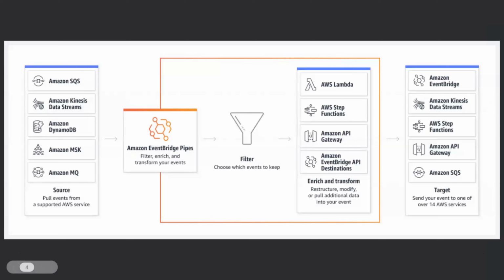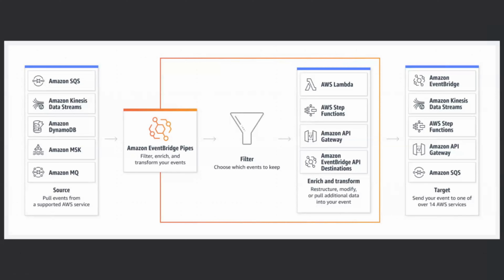So what is EventBridge Pipes? Pipes provides a simpler, more consistent, and cost-effective way to create point-to-point integrations between event producers and consumers. By replacing integration code with a service that manages intercommunication, EventBridge Pipes simplifies the process.